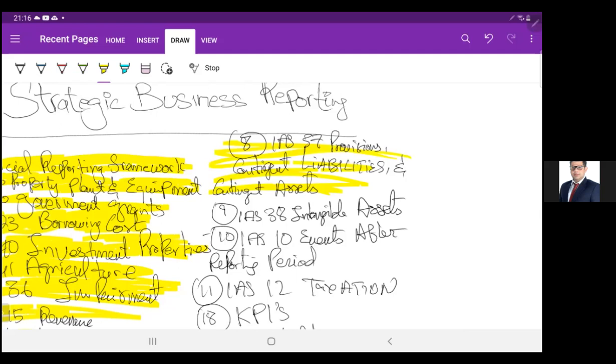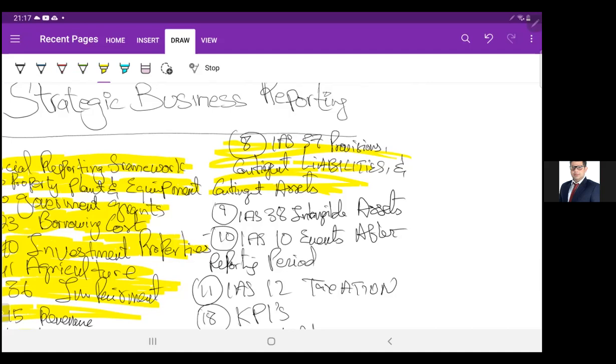Then we will have IAS 38, intangible assets. Okay. So IAS 37, IAS 38 intangible assets. What is intangible assets? Assets which we cannot see, which we cannot feel, right? So what is the measurement criteria? What is the recognition criteria? What is the criteria about the research cost? What is the criteria to capitalize the development expenditure? What is amortization? That all we will cover in complete detail.